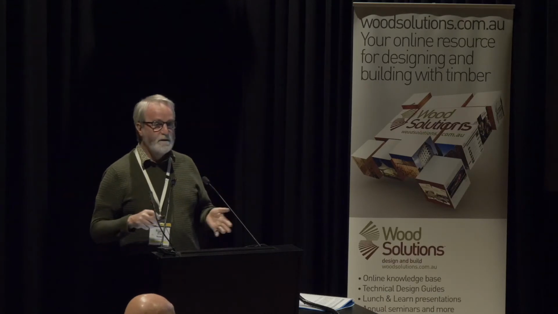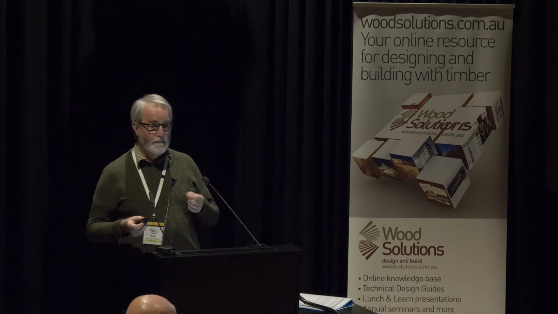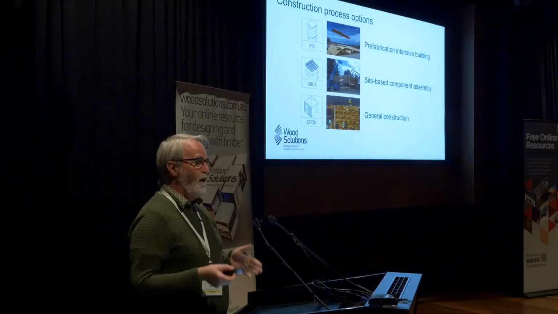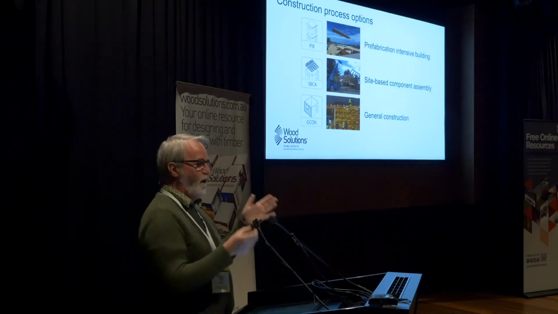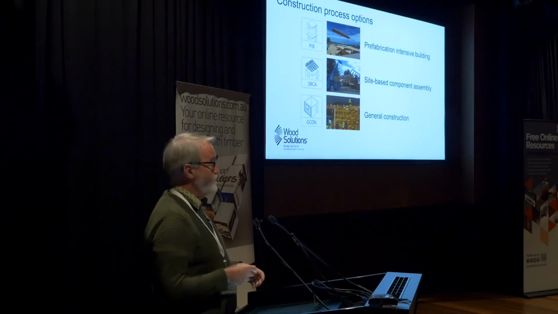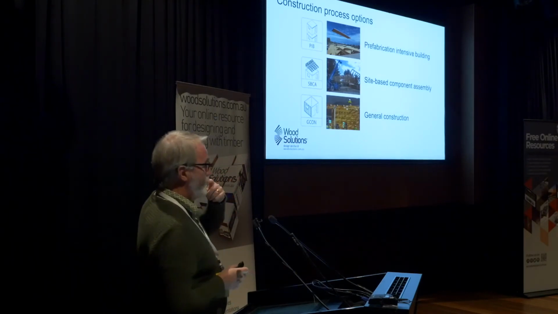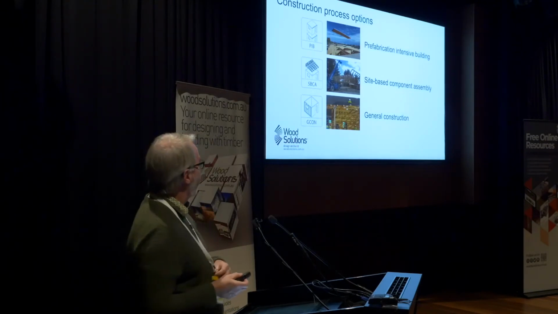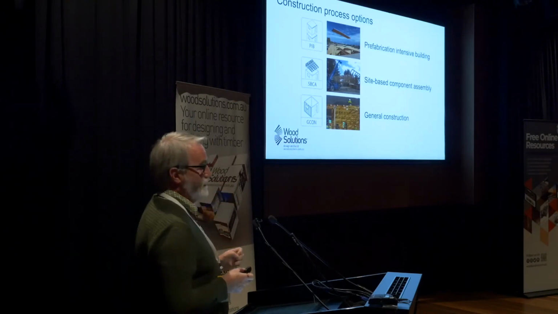Okay, so there's options then for how you build. And we've set up 3 different types of building options. One is we're calling it prefabricated intensive building. That is where we're trying to prefabricate as much as possible off-site, bring it to site and crane it in. So that's one option. The next is one I think is sort of not discussed much, but which is a highly useful one with wood, which is site-based component assembly.